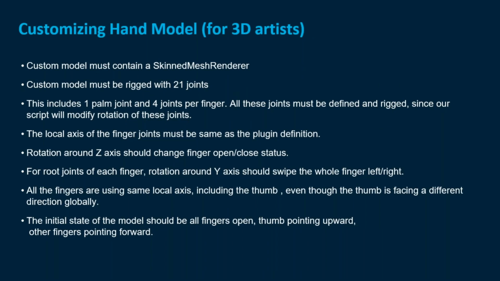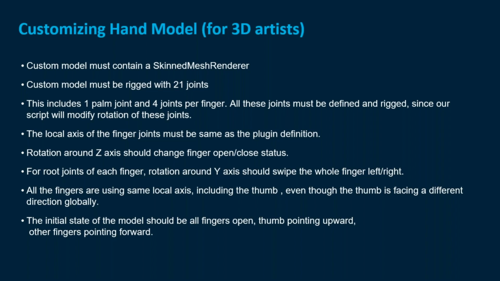Here's a long list. I'm not going to actually read through each one, but this is basically a checklist of what needs to be done on the side of modeling for 3D artists. So the custom model must contain a mesh, a skin mesh renderer. That's pretty much the first two bullets here, the main two requirements. The other ones are just details: how you're going to rotate, how you're going to set the default state of the hand. And I also recommend for certain packages that you include some animations just so you can export it correctly.